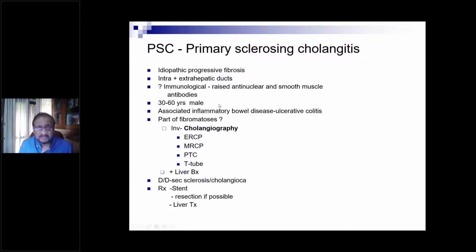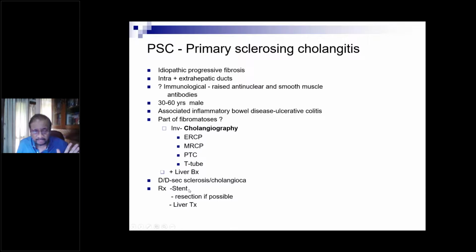Usually seen in 30-60 year old males. Associated inflammatory bowel disease like ulcerative colitis is a significant finding, and probably ulcerative colitis also has to do something with fibromatosis, though that is not conclusively proved. What are the investigations? Again, simple cholangiogram, by the 3 methods we already enumerated. And along with that, you have to do a liver biopsy, easily done percutaneously, right? It has to be differentiated from secondary sclerosis and cholangiocarcinoma. That is one of the most important differential diagnoses, and the differentiation has to be done from cholangiocarcinoma.